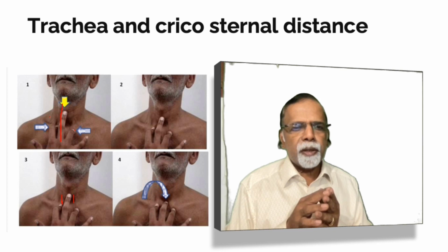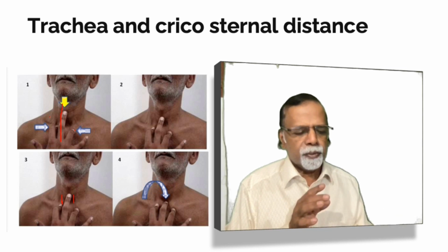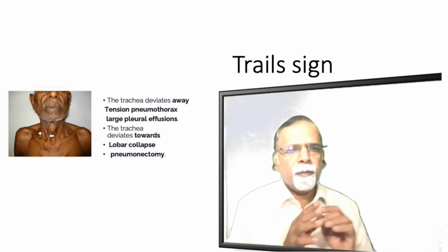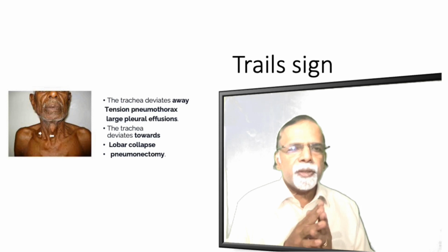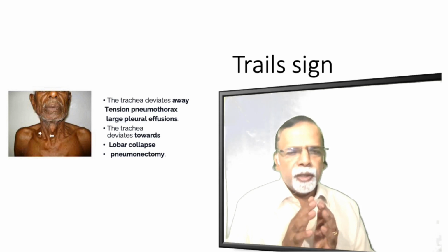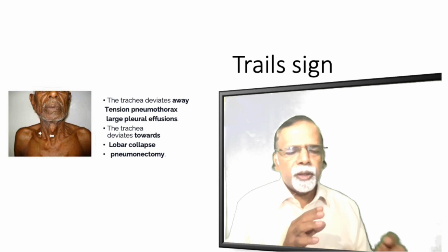Gently apply pressure to locate the border of the trachea. Compare the space on either side of the trachea using the same process. The difference between the spaces will identify the shift of trachea. And this is the trail sign which I already mentioned. The sternomastoid will be prominent on the side to which trachea is shifted.